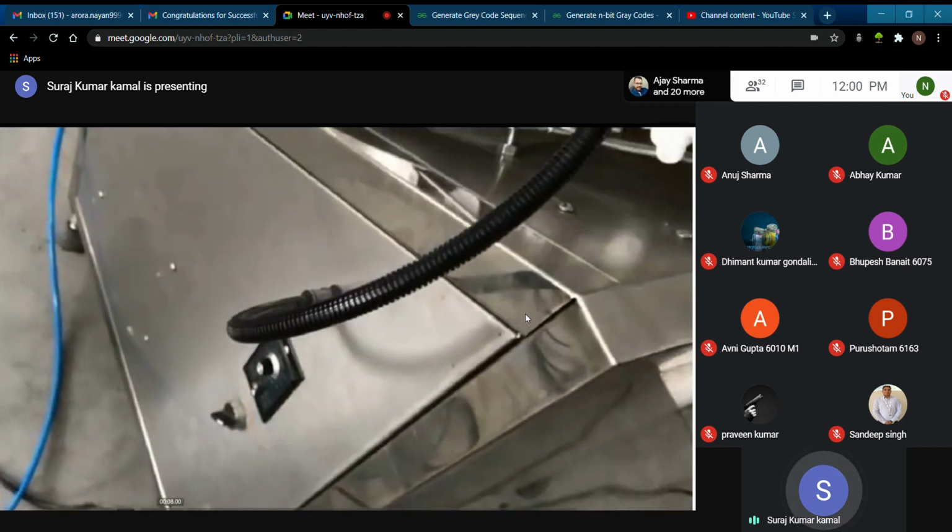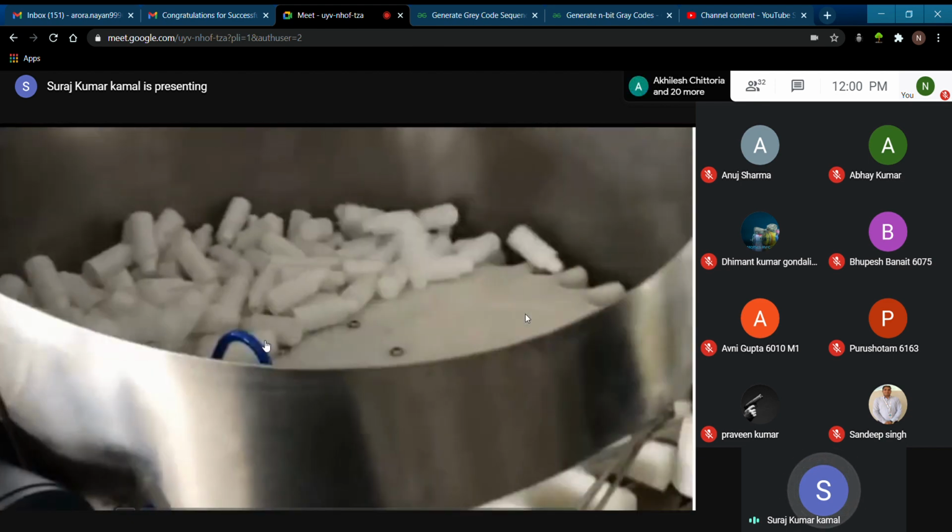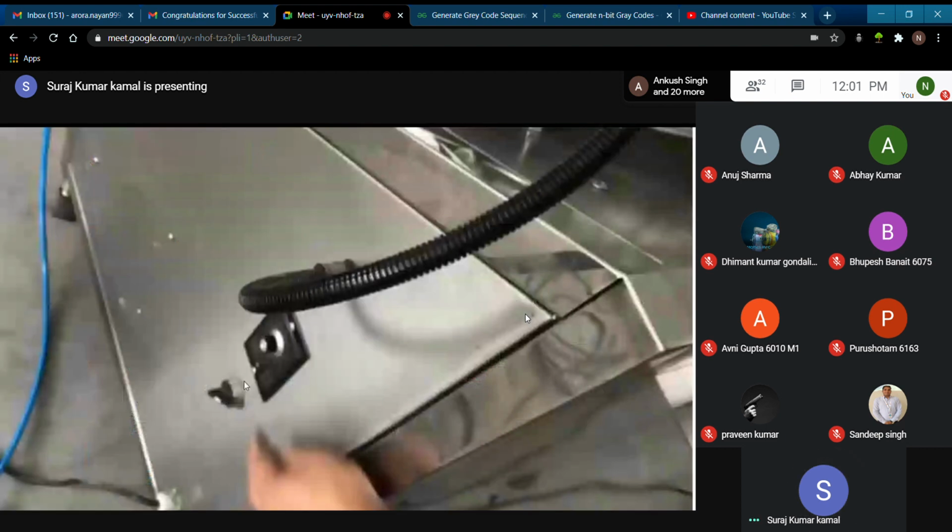Here, the bottles are coming, and in between, if you see, these are the rejected bottles, which will go down to the bin. Okay, so inspection is done, and the right bottles are going towards the next station.